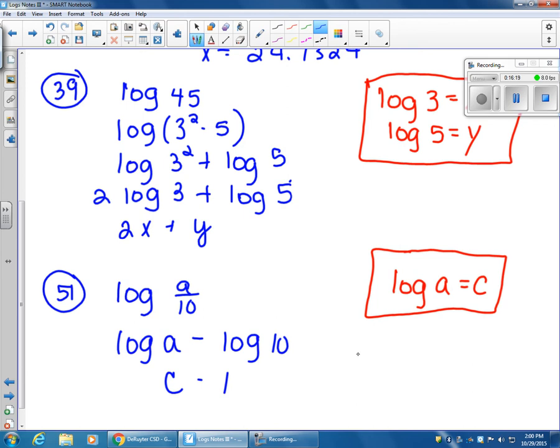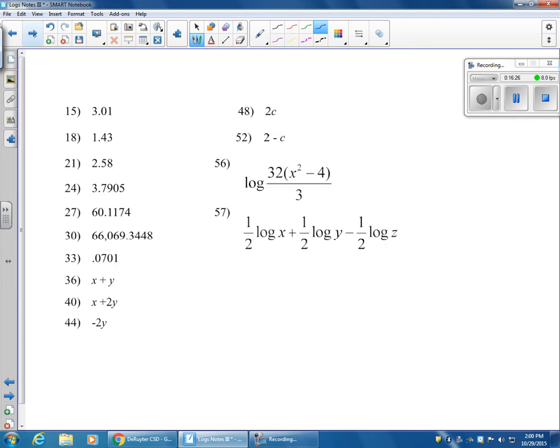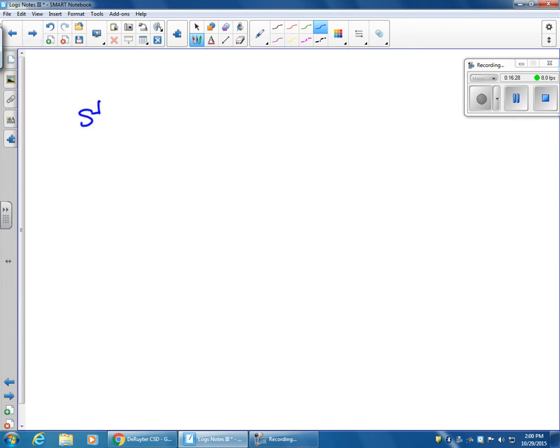So I basically gave you one out of each section of the homework. Your homework on that page, you're starting at 15 and doing that first column all the way to 57. Okay, so 15, 18, 21, 24, 27, 30, 33, 36, 40, 44, 48, 52, 56, 57.